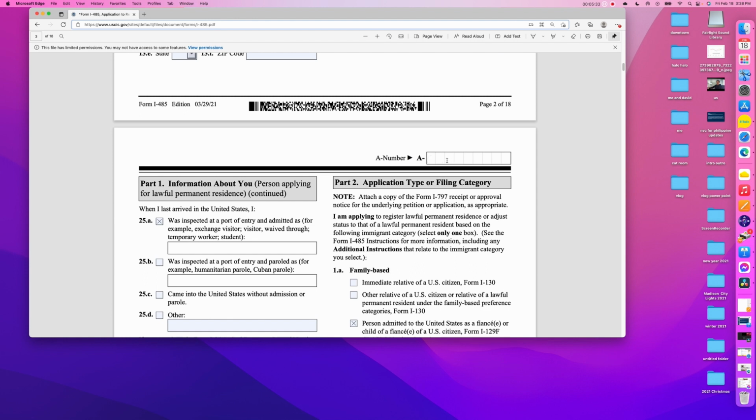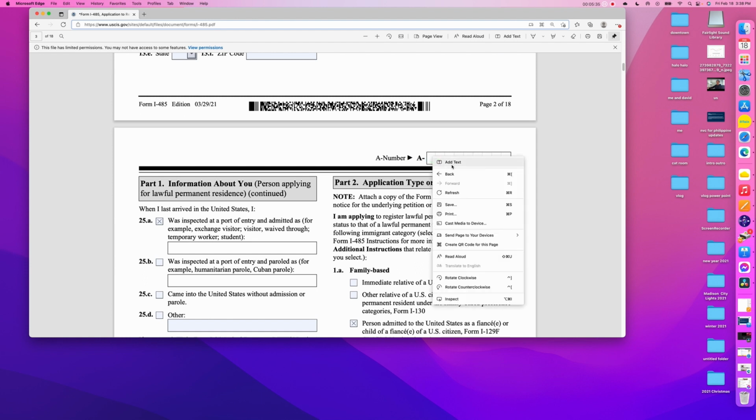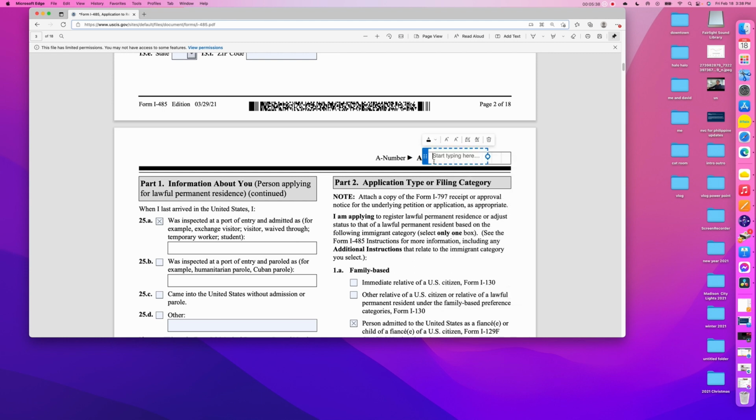Again, don't forget to write a number here. You can also right-click on your mouse and then add text, and then you can just type. I copy my A number with Control C, and then you just adjust until you put it in the right box. Don't mind the dot, guys, that's okay. So let's fix it. Now this is my A number.